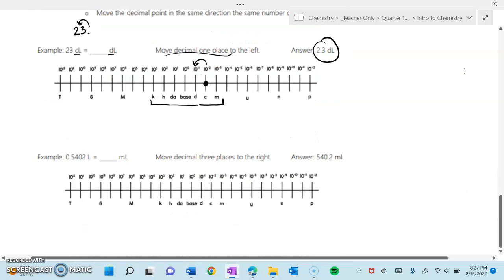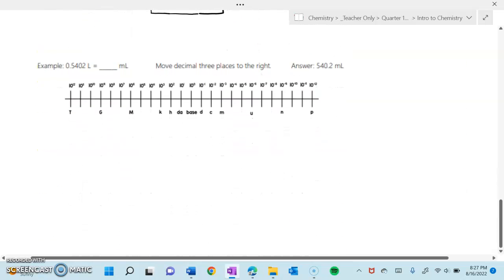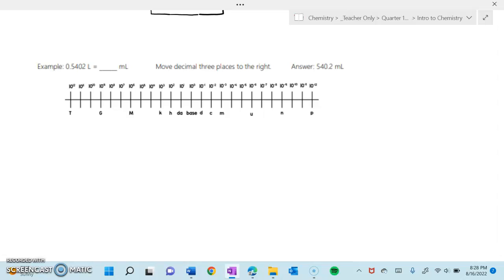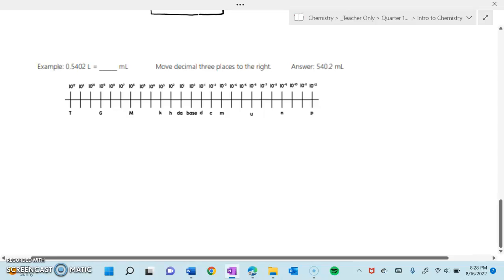Let's do another one. 0.5402 liters equals how many milliliters? Now, I'm already telling you, you're going to move the decimal 3 places to the right. Let's do the work to make sure we understand how that's happening. So we've got our starting unit is liters. I do not see an L on here.